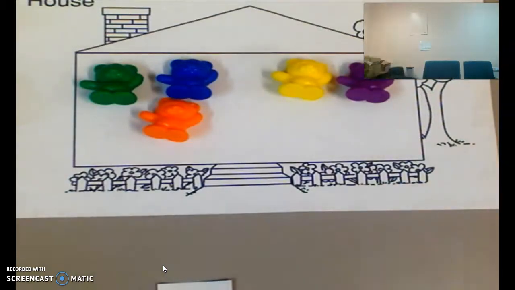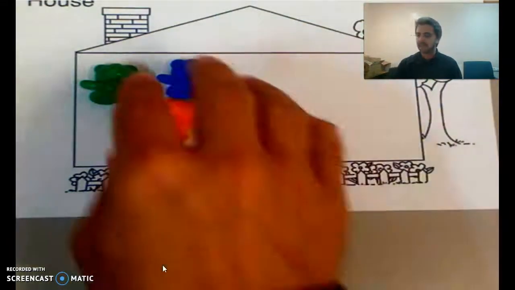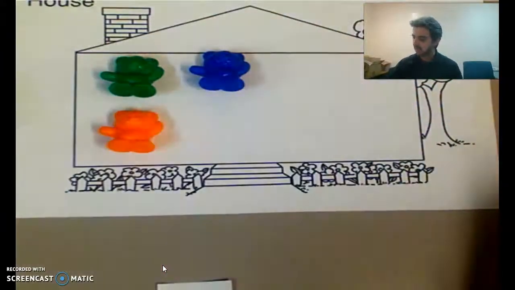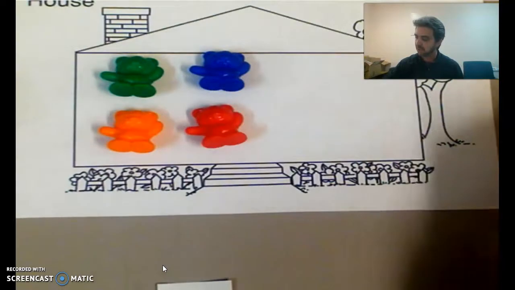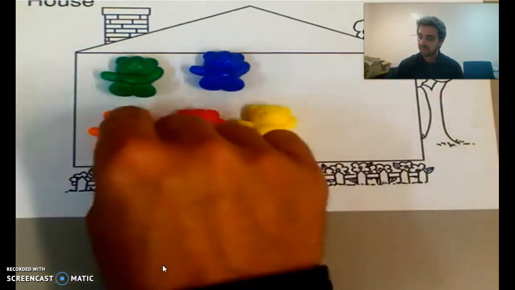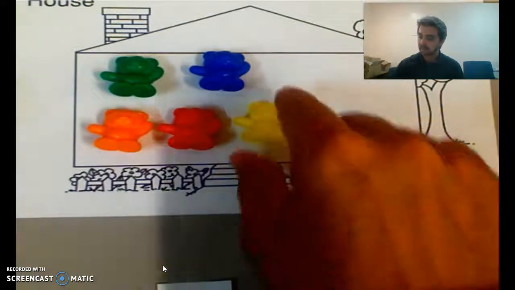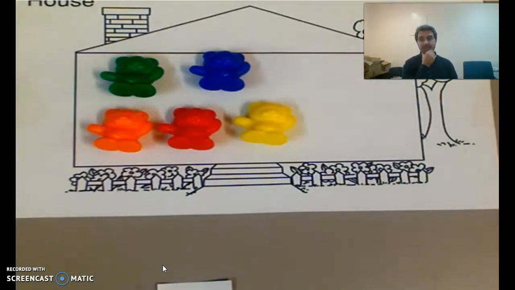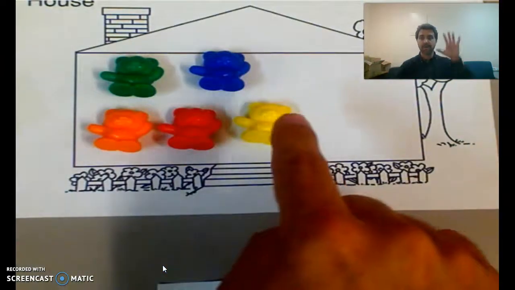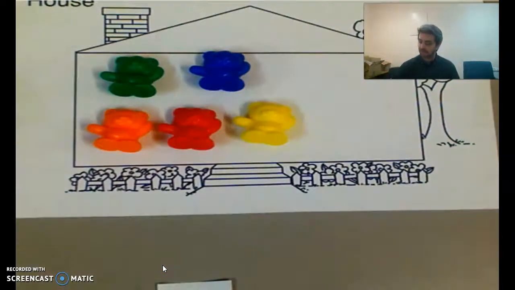Oops, I dropped one of my numbers. And then we'll move on. So this time, let's say there's a mama bear and a papa bear, and let's say they have 3 children. Okay? 3 baby bears. So we have how many bears all together so far? We have 1, 2, 3, 4, 5. 5 bears. All right, so let's put our 5 down.